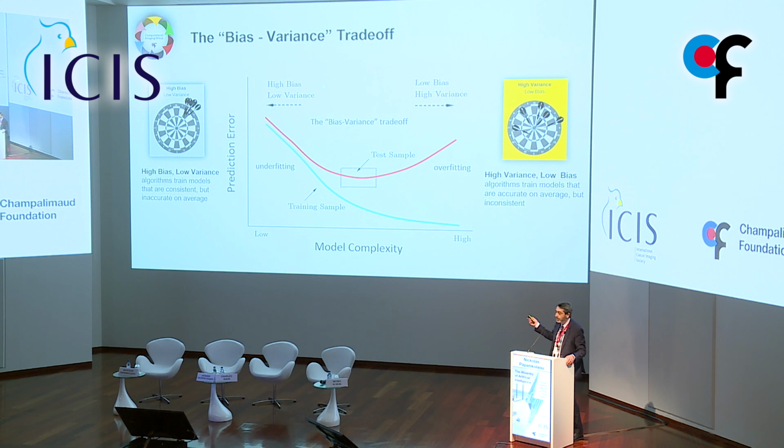One is models with high bias and low variance, and those are the low complexity models. This is a typical area where underfitting takes place. Another area is low bias, high variance, where typically you have overfitting. Now, it is our job to identify the so-called sweet spot where you get the lowest prediction error compared to the model complexity.